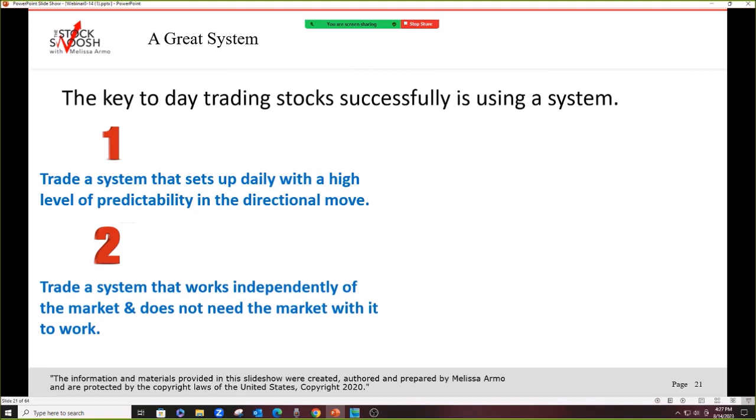Anyways, getting back to what I was saying, the key to day trading stocks successfully is using a system. So you will trade a system that sets up daily with a high level of predictability in the directional move. Trade a system that works independently of the market and does not need the market with it to work. This is another thing as well.